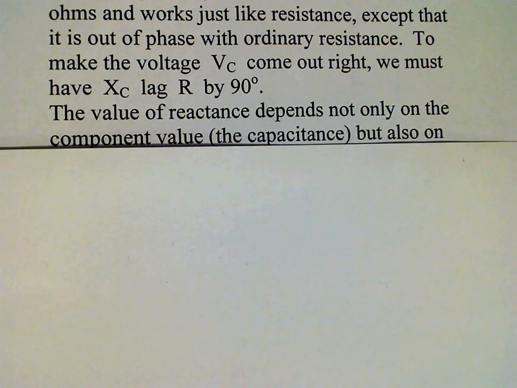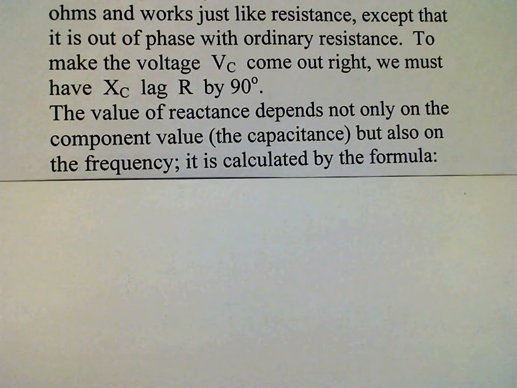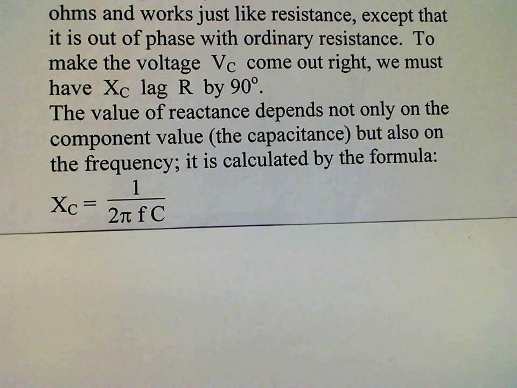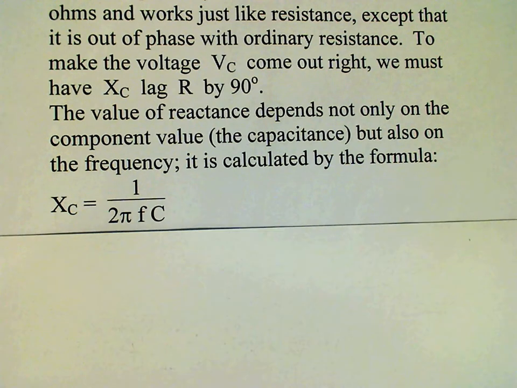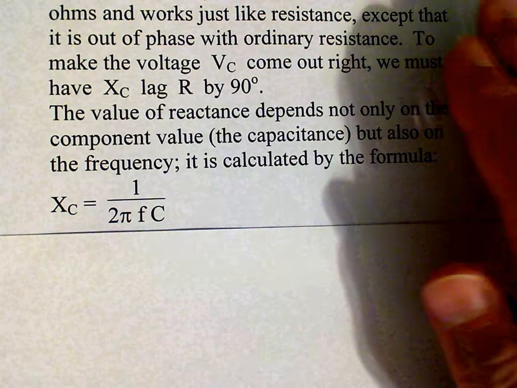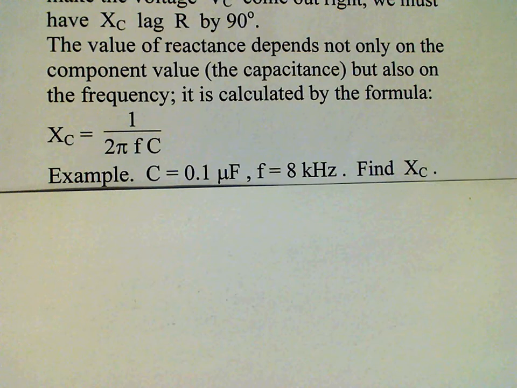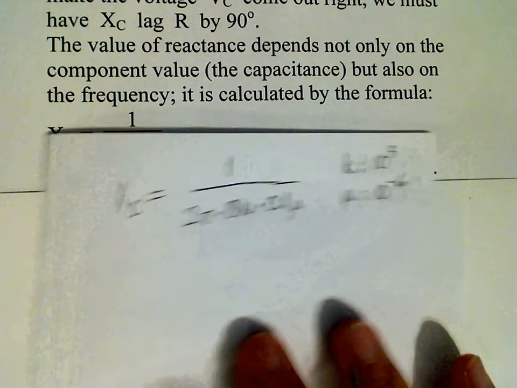Now, to calculate the reactance, we need not only the component value, which is the capacitance, we also need the frequency of the source voltage. Once we have these, we can use this formula to calculate the capacitive reactance: 1 over 2 pi f C. For example, we're given a value for the capacitor, 0.1 microfarad, and for the frequency 8 kilohertz, and we need to find X C.